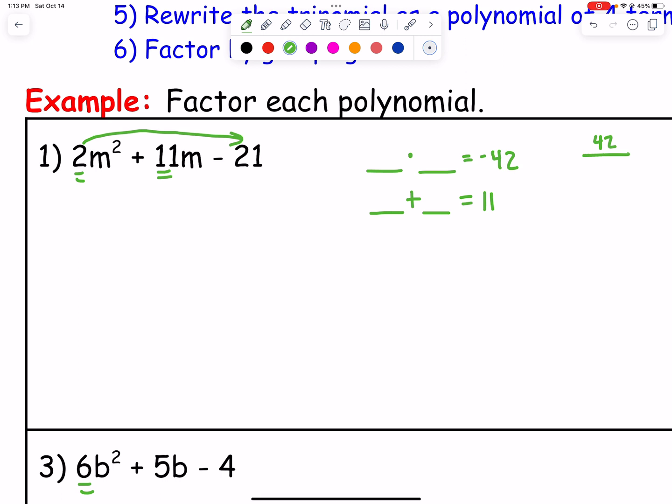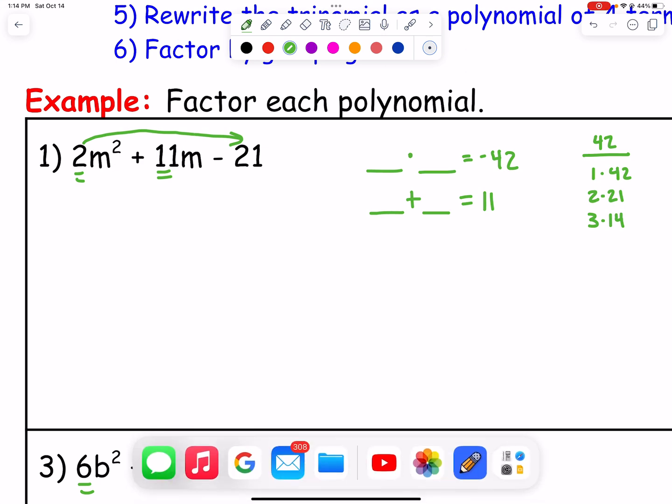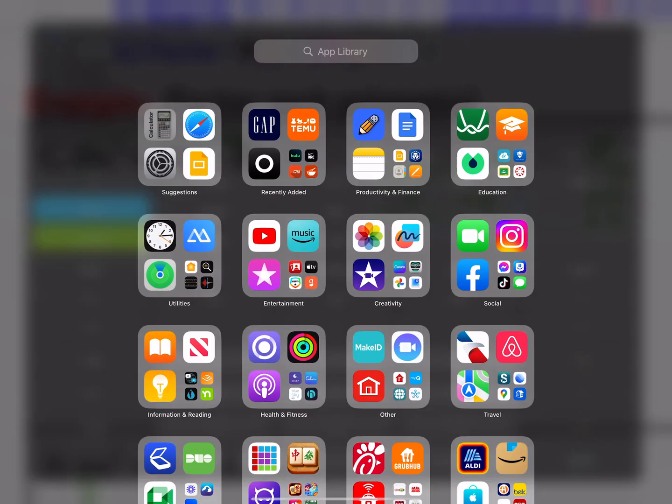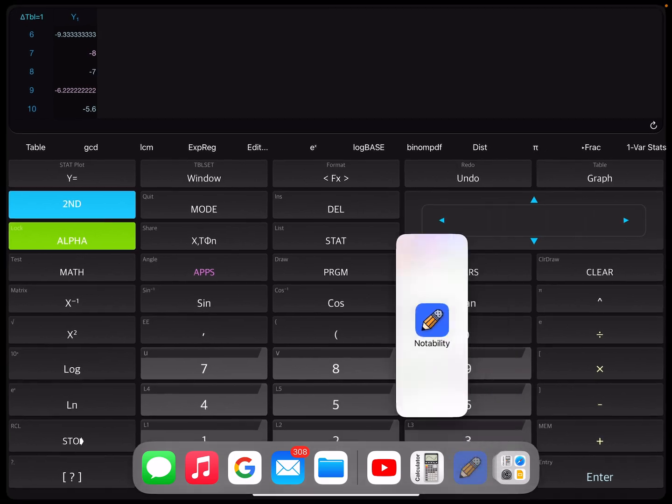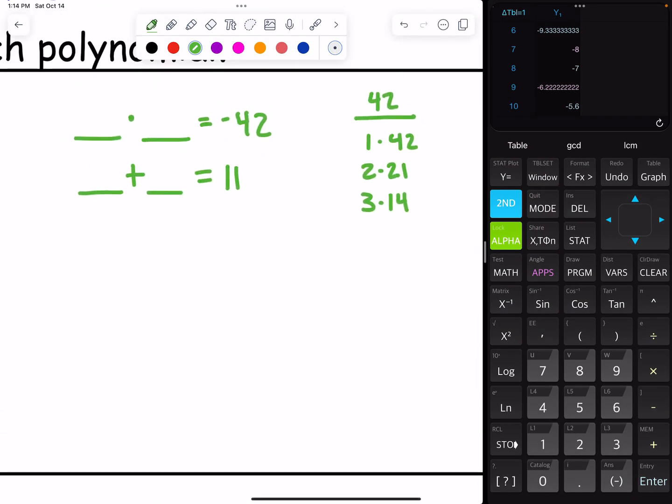So let's write out what are some factors of 42 that would help us to get 11. We notice that the 11 is positive, so our larger number is going to need to be a positive. So let's say 42 comes from 1 times 42 and 2 times 21 and 3 times 14. And what you can do if these numbers are not just popping in your head is use that calculator trick we've talked about before. So let me show you that again.